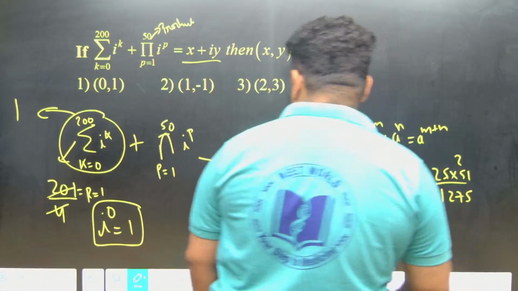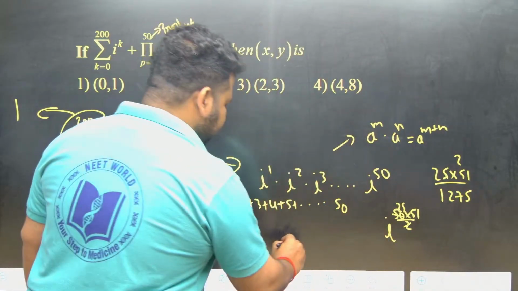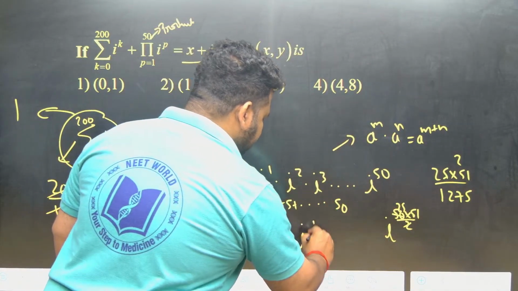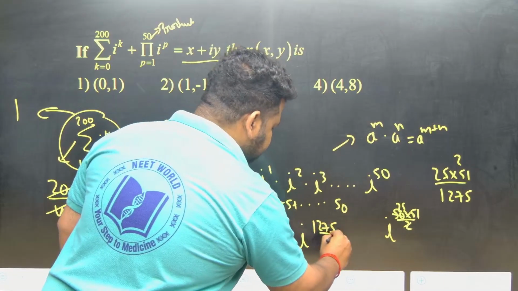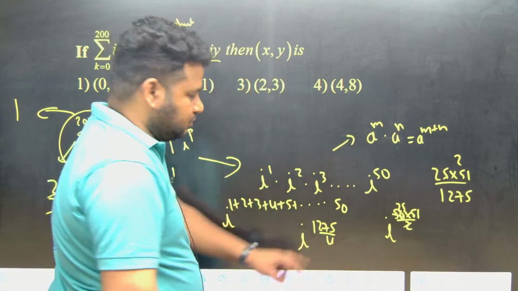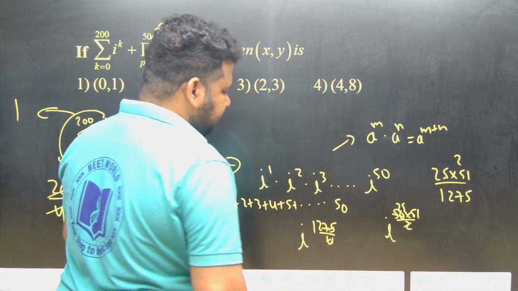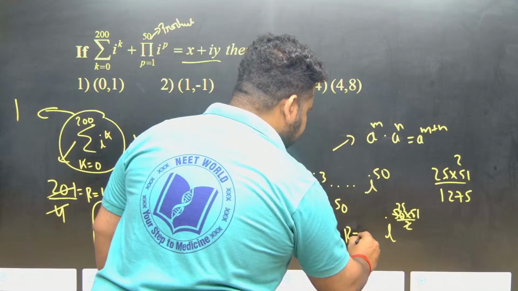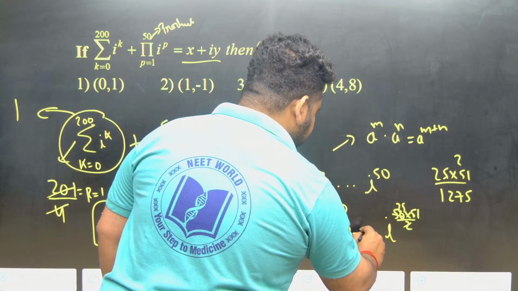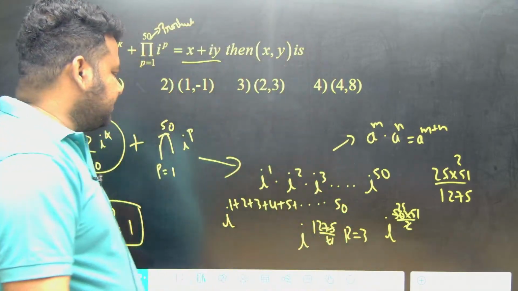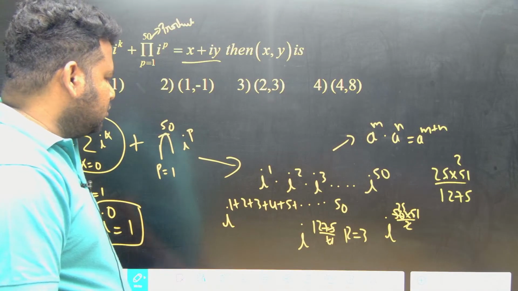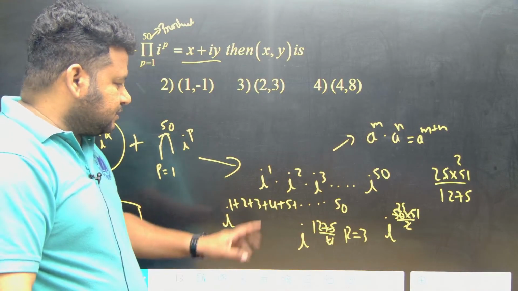So we got I to the power of 1275. Divide this by 4. Only the last two digits need to be divided by 4. If I divide by 4, the remainder will be equal to 3. Here we are getting remainder equal to 3. So 3 terms are left.